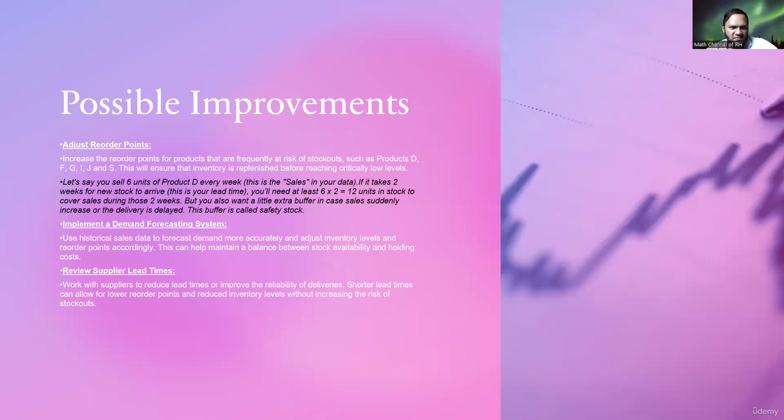Review supplier lead times. Work with suppliers to reduce lead times or improve the reliability of deliveries. Shorter lead times can allow for lower reorder points and reduce inventory levels without risking stockouts. Regularly review the turnover rate for each product to ensure that inventory is moving efficiently. Products with low turnover may require a reduction in inventory levels to free up capital.